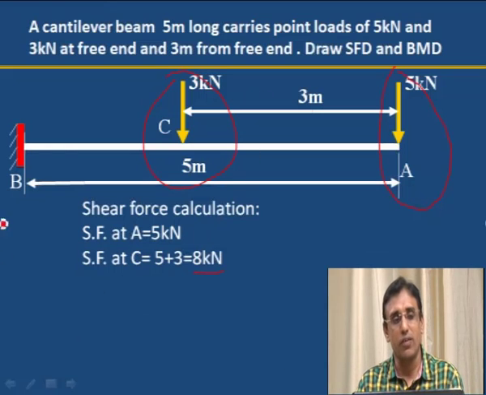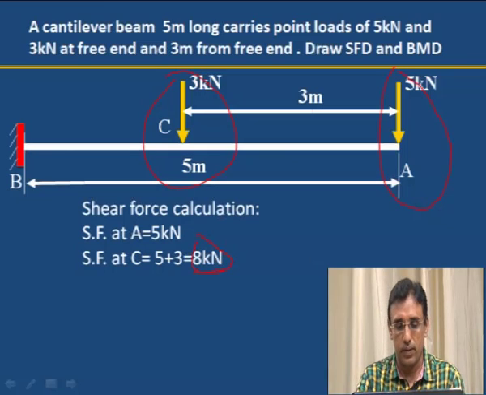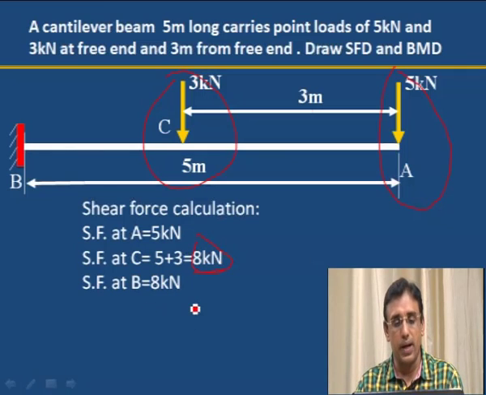Next, what is the value of shear force at B? Here 5 kilonewton is at A, 3 kilonewton at C. Between C and B no load is added. Therefore, whatever the value of shear force here, 8 kilonewton, the same will be at B also. Shear force at B is 8 kilonewton itself because no further load is added. Therefore, shear force at B is equal to 8 kilonewton.